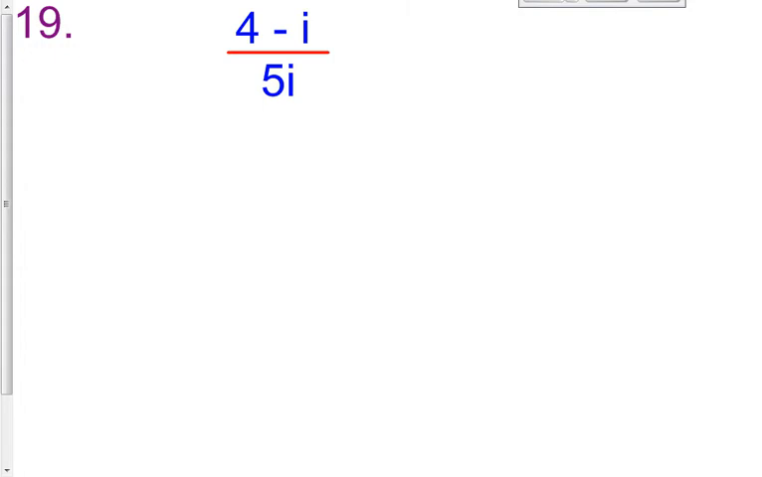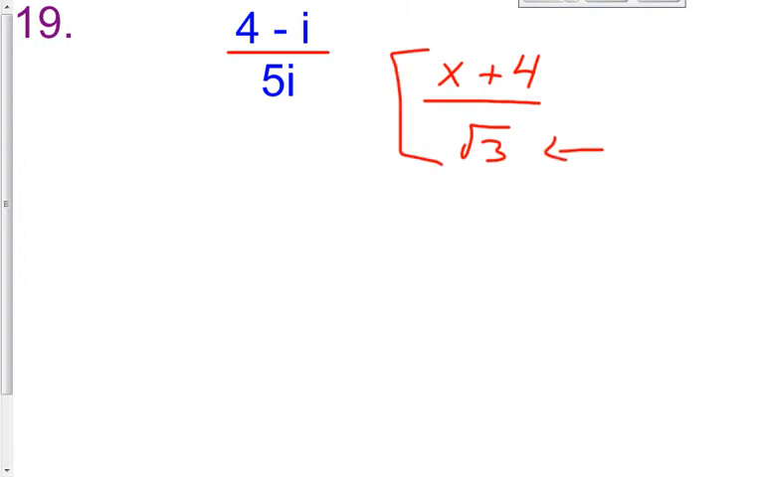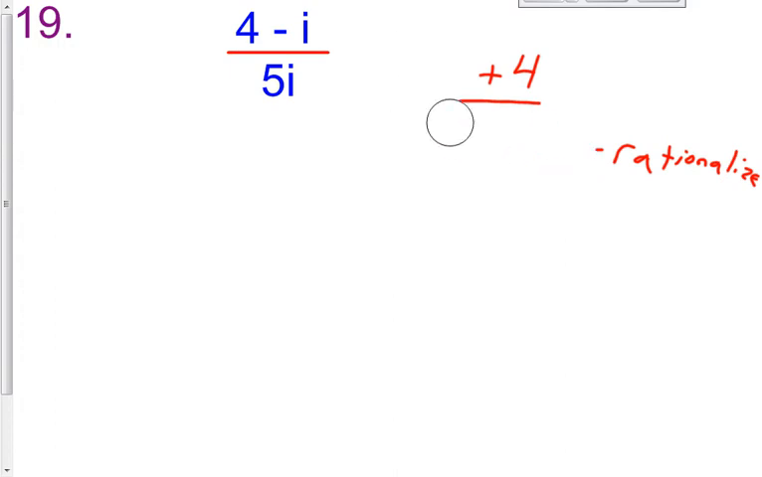So what we do here is think of when we had, let's say, x plus 4 divided by the square root of 3. What did you notice about this problem? Hopefully you saw there is a radical in the denominator, so we need to rationalize the denominator. Same thing with complex numbers. You cannot end up with an answer with an imaginary number in the bottom. That is mathematically against the rules. So you have to rationalize the denominator, making it a real number.